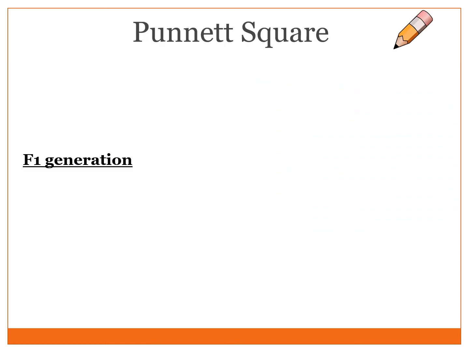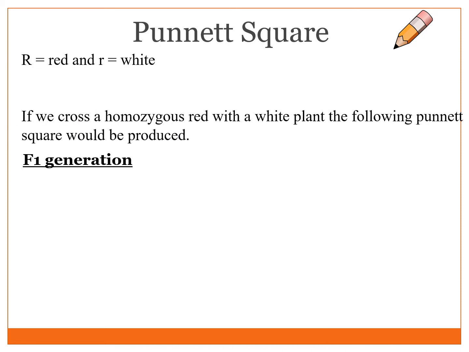There is an easier way to work things out that is less time consuming, and that is the method of using a Punnett square. Punnett squares make things easier and they also make things neater. We're going to do the exact same thing as we've just done, but we're going to use a Punnett square. So R equals red in your pea plant and a small r equals white in your pea plant. Obviously red is the dominant form and white is the recessive form.